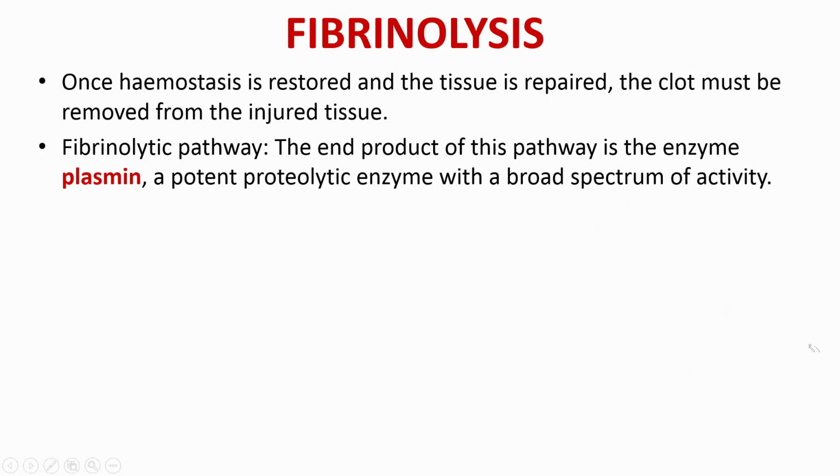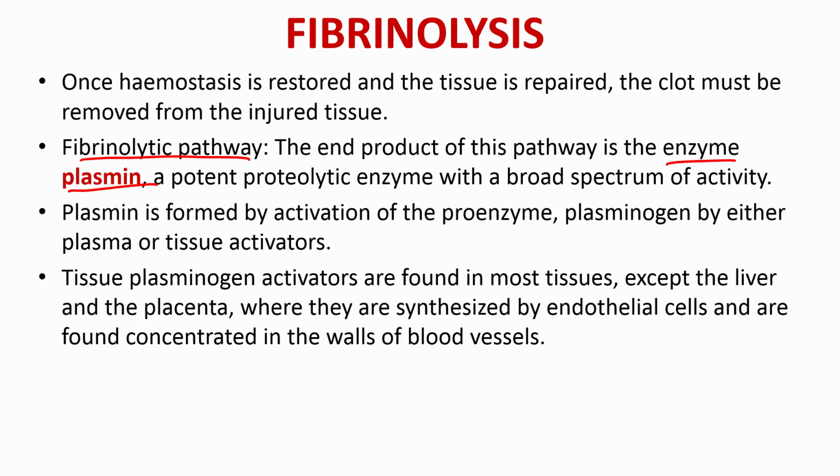As I said, once homeostasis is restored and the tissue is repaired, the clots must be removed from the injured tissue. There is a fibrinolytic pathway, as the name suggests, to break down fibrin, and just like all the previous pathways, there are a few major proteins involved. In this case there is an enzyme called plasmin, which is extremely potent in terms of cleaving this fibrin clot and has fairly broad-spectrum activity. Plasmin is formed by the activation of a proenzyme, plasminogen. This plasminogen, which is already present in the serum, gets activated by plasma or tissue activators. Tissue plasminogen activators are found in most tissues except the liver and the placenta, and are typically synthesized by endothelial cells, which is why they are concentrated in the walls of the blood vessels.